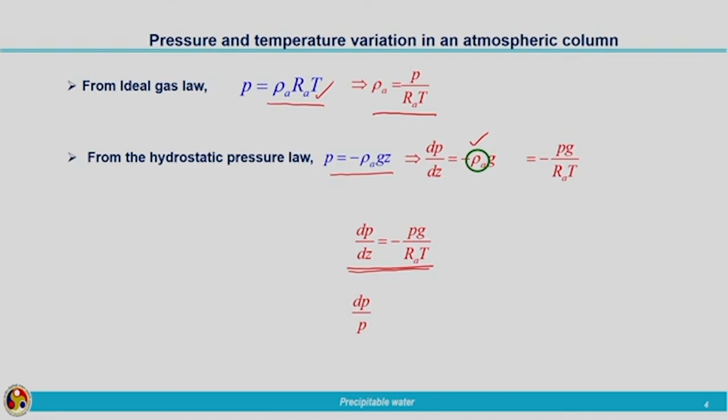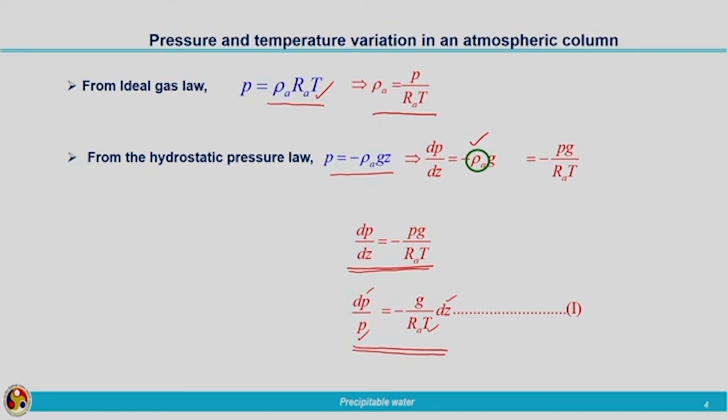What are we going to do? We are going to separate the variables, that is we are going to take P towards the left hand side. dP by P is equal to minus g by RA T dz. Look at the expression: on the left hand side we have dP divided by P, and on the right hand side we have dz and T. We do not want these two variables there, we need to make it a single one. So, we will convert this dz into the form of T. Let us see how it can be done.